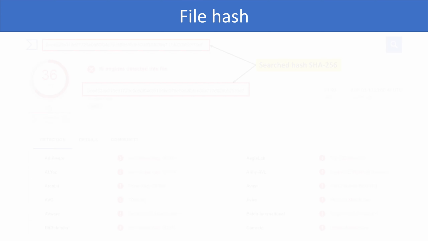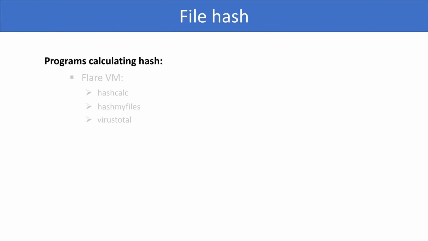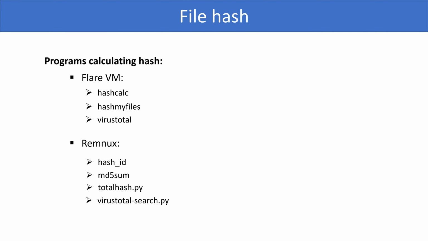The slide shows an example of searching for a file by its signature on the VirusTotal website. As you can see, 36 out of 57 antivirus programs were able to identify the file, marking it as malicious. Most antivirus programs classified it as a Trojan. To compute hashes on Flare VM and Remnux, there are numerous programs available that offer various hash computation algorithms. We will get acquainted with some of them during the practical session.